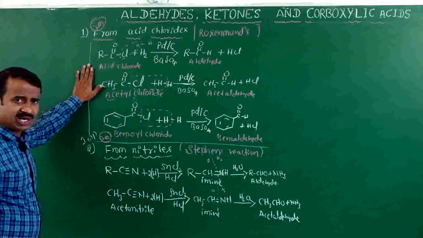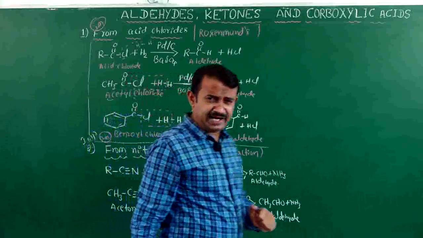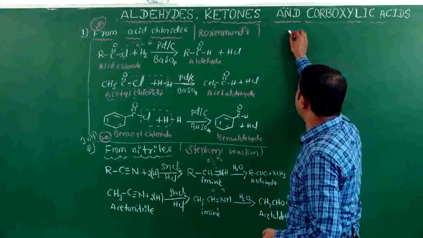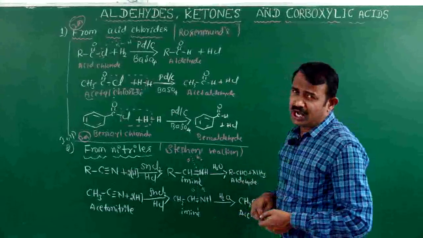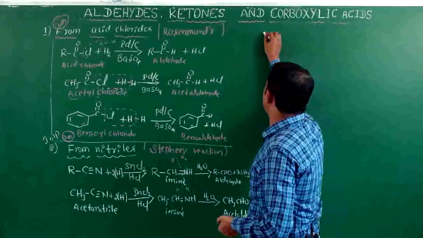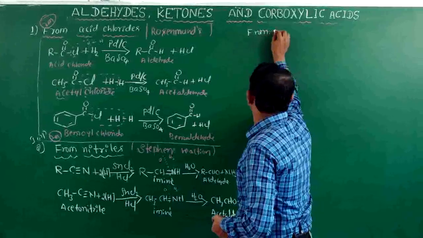Here also they will ask a 2 marks question. We can prepare aldehydes from nitriles. We can prepare aldehydes from nitriles using diisobutyl aluminum hydride. This is also from nitriles.